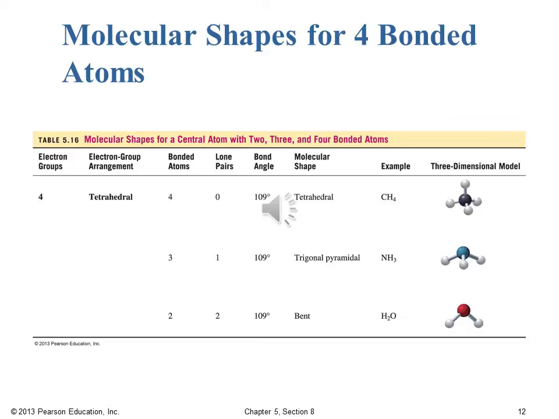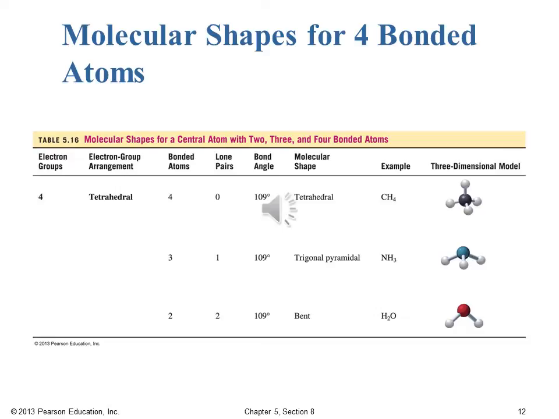As we get 1 lone pair and 3 bonding groups, like in ammonia, NH3, we now get what's called trigonal pyramidal molecular geometry. And then finally, the last one we discussed, which was the water molecule, 2 bonding groups, 2 lone pairs, a bent molecular geometry from a tetrahedral electron group arrangement.